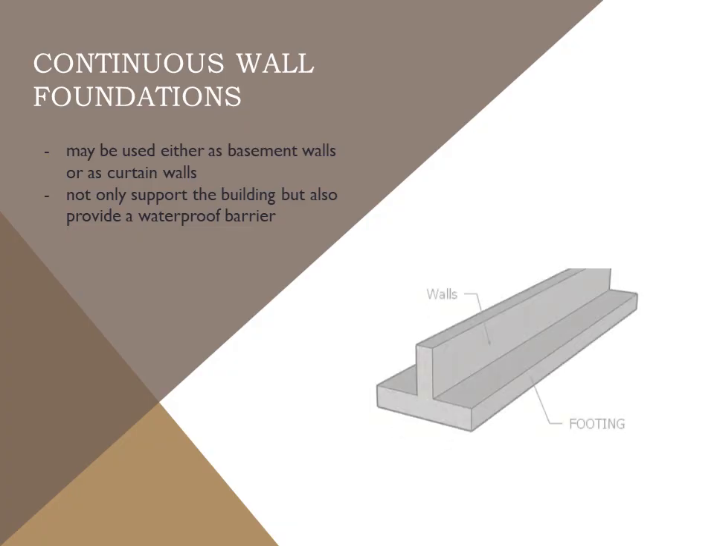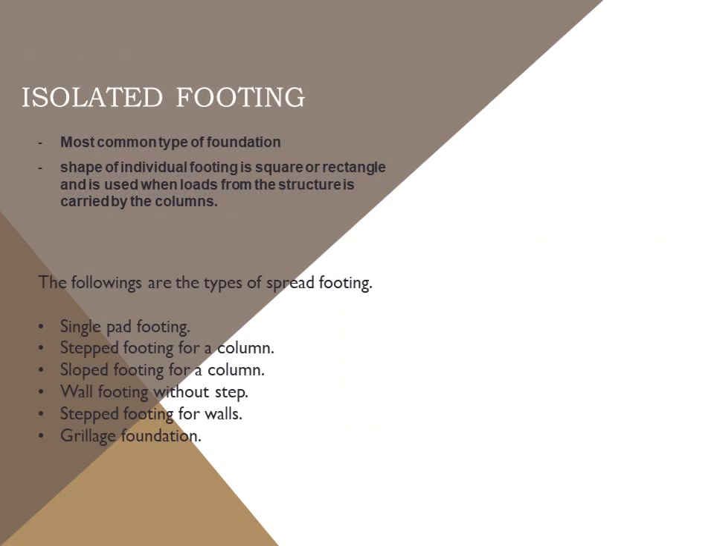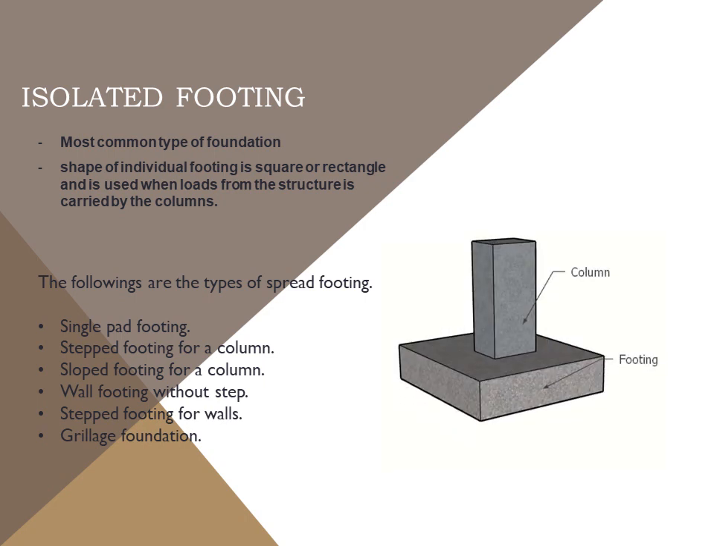Continuous wall foundations may be used either as basement walls or as curtain walls. They not only support the building but also provide a waterproof barrier. Isolated footings are the most common type of foundation. The shape of the footing is usually a rectangle, and it is used when loads from the structure are carried by the columns. So we have the types of spread footing: single pad footing, stepped footing for a column, sloped footing for a column, and wall footing without steps, for walls.